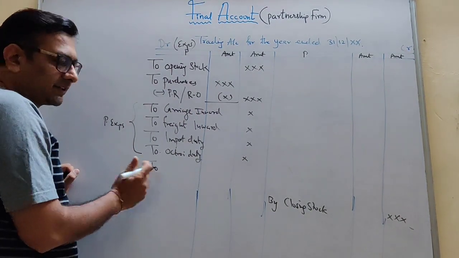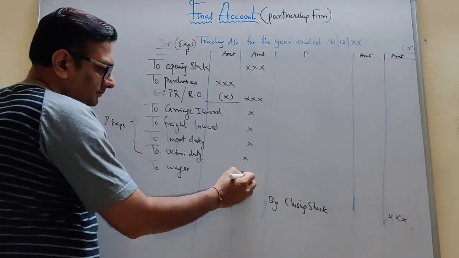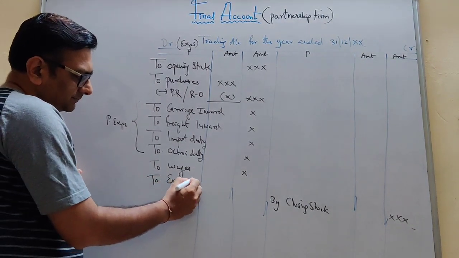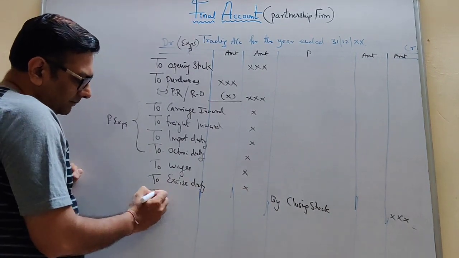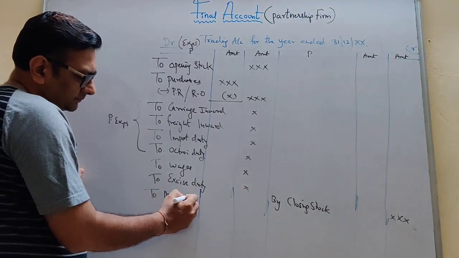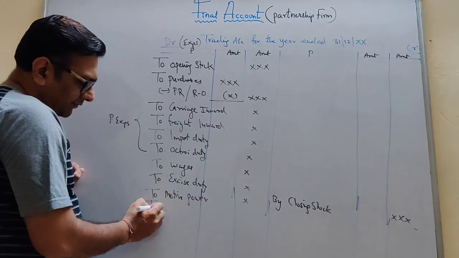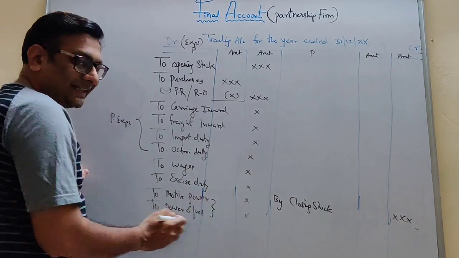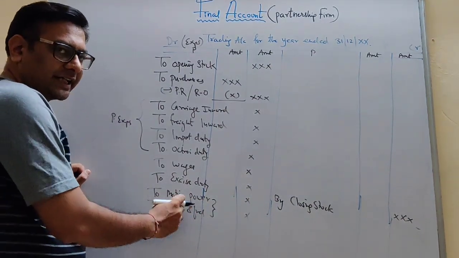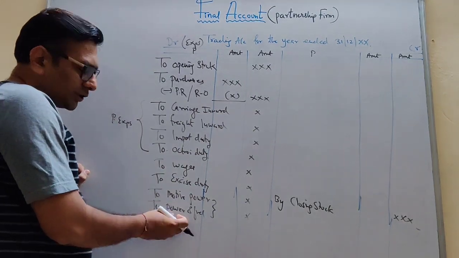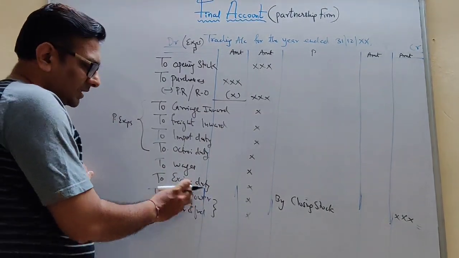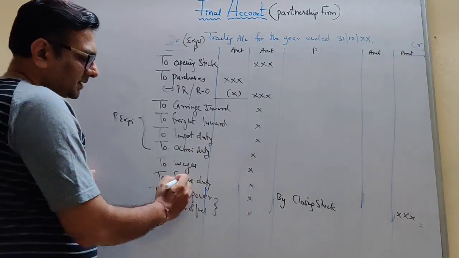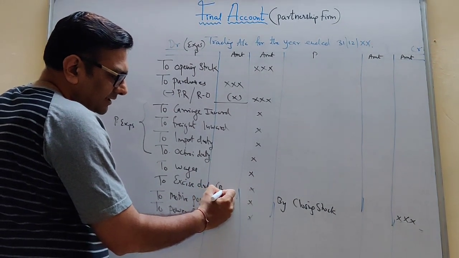Then what comes for factory? Wages, then excise duty, motive power, power and fuel. These both mean the same. These are your energy expenses, electricity bill, or you may be using a motive power generator. So these all mean the same, motive power or power and fuel. So these are your factory expenses. Excise duty means production tax.